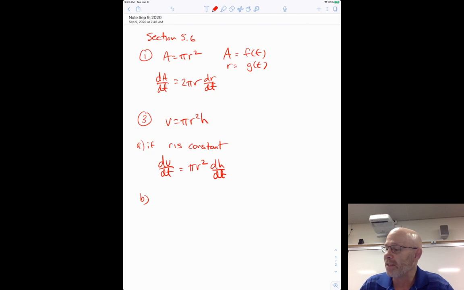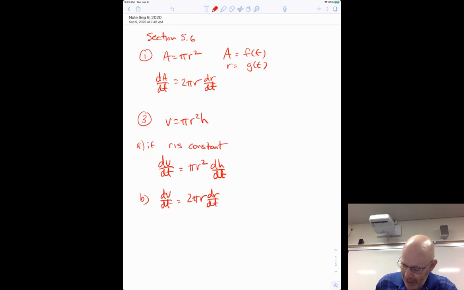Part B says, how is dV/dt related to dr/dt if h is constant? So same basic idea. And then we got dV/dt, and now we're going to go 2 pi r dr/dt. But then that h is just going to hang there because it's just some number. It's a constant. So you don't take the derivative of that constant, it just floats around, right?